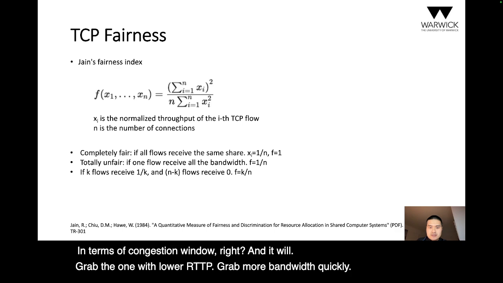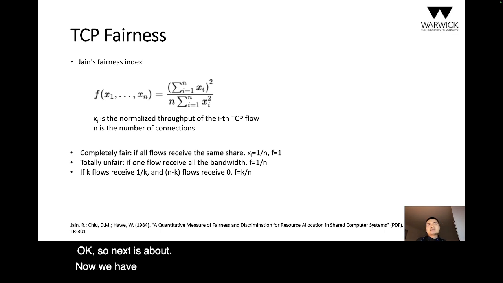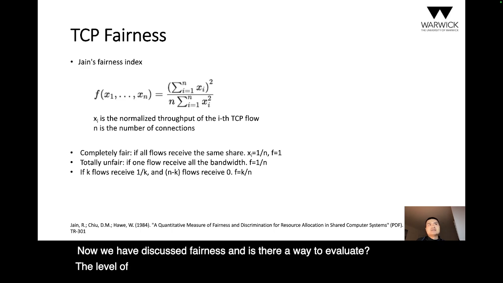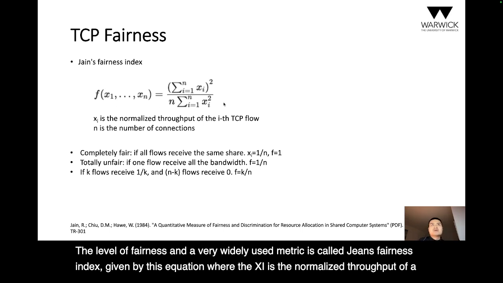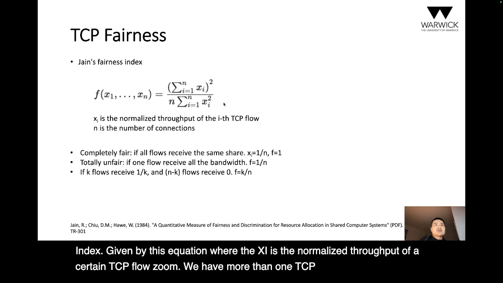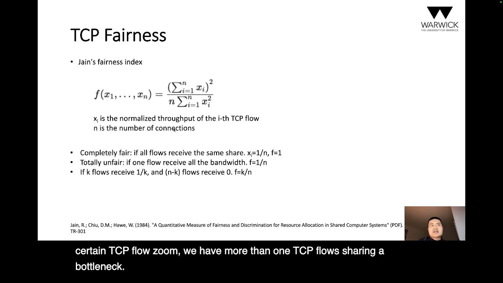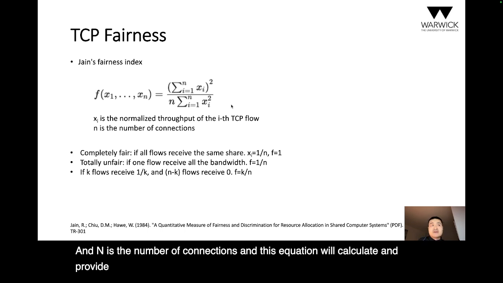Okay, so next, now that we have discussed fairness, is there a way to evaluate the level of fairness? A very widely used metric is called Jain's Fairness Index, given by this equation, where xi is the normalized throughput of a certain TCP flow. Assume we have more than one TCP flow sharing a bottleneck, and n is the number of connections, and this equation will calculate and provide a unique numerical value.